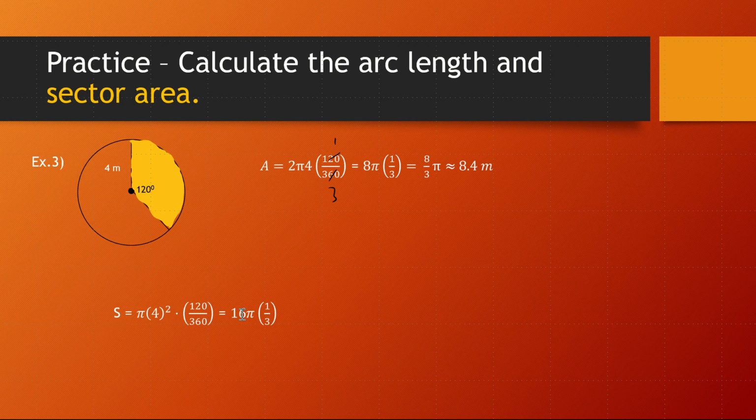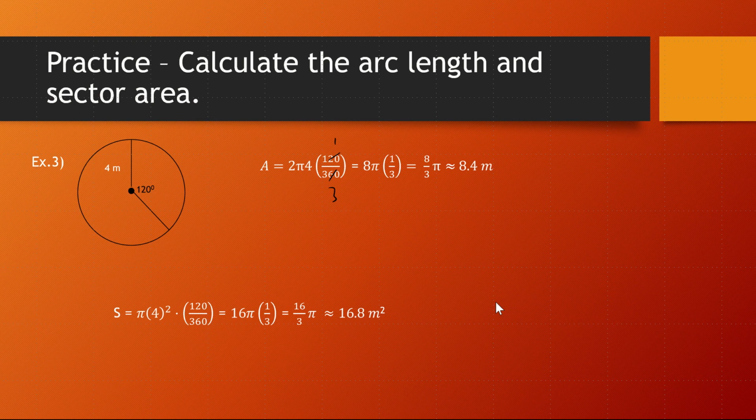So 4 squared gives you 16. Once again, this fraction reduces to 1/3. And so we have 16 pi times 1/3. If we simplify it a little bit, we get 16 over 3 pi as our exact answer. And if we plug it into our calculator, you should get 16.8 meters squared. Once again, it's squared because it's a two-dimensional area. It's sector area, okay? So that's how to find arc length and sector area. Make sure that you get those equations down and that you know how to use them.